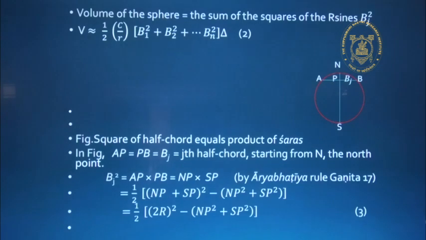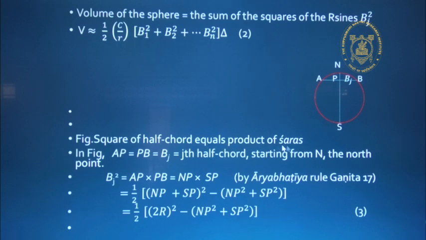So this is the volume of the jth slice. We apply this to all those slices; then the volume of the sphere is the sum of the squares of the R sines, Bj square. So this volume is really equal to half C by R into Bj square, Bj square, etc., Bj square into delta. Then this half chord is given in Aryabhatiya and also in this one.